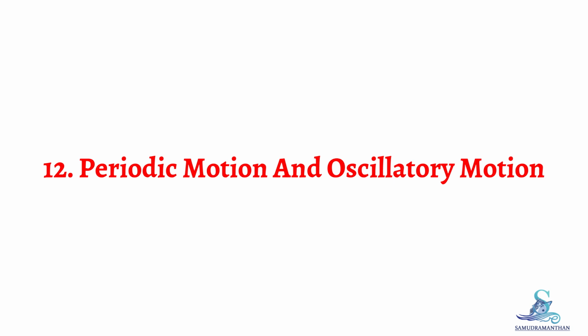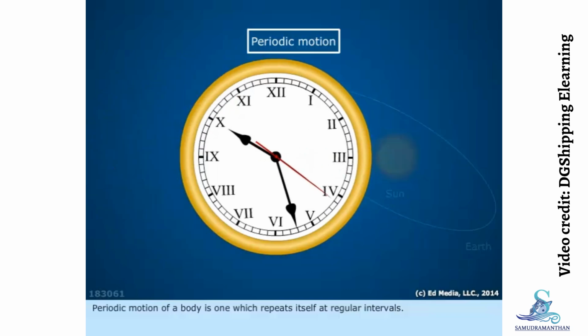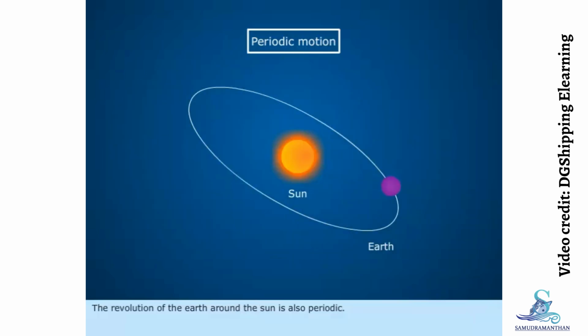Topic 12. Periodic motion and oscillatory motion. Periodic motion of a body is one which repeats itself at regular intervals. The motions of second and minute hands of a clock are periodic motions. The revolution of the Earth around the Sun is also periodic.